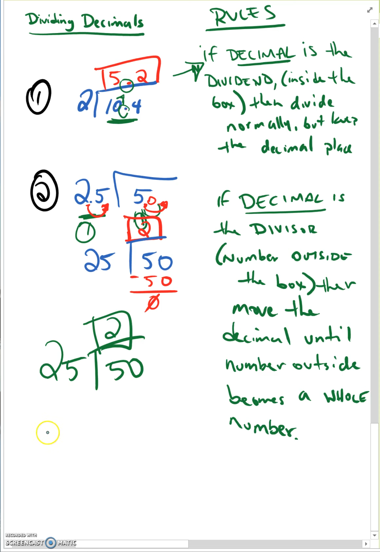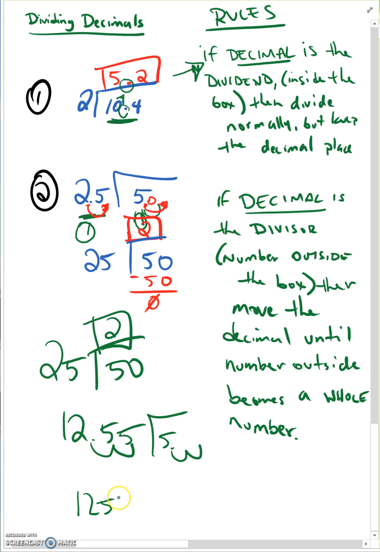Okay, so if this would be 12.55 into 5, then we would move it 2 places, and then we would move this one 2 places too. Then we would have 1255 into 500, because you would move this 2 places, and then you would fill the gaps with 2 zeros. And then you would get your answer.